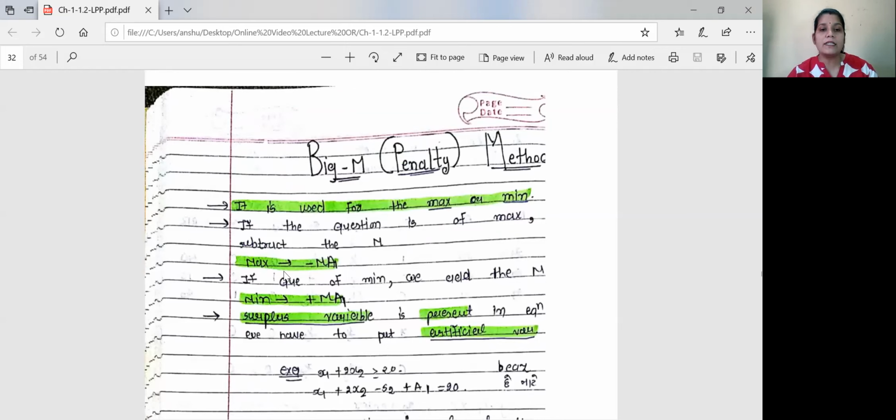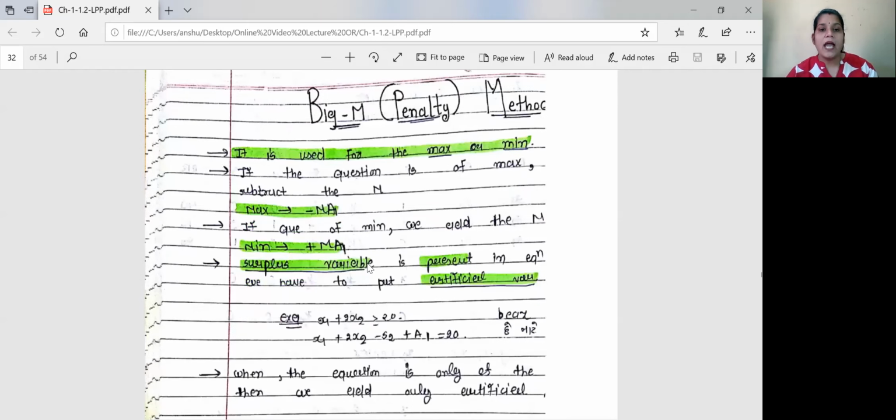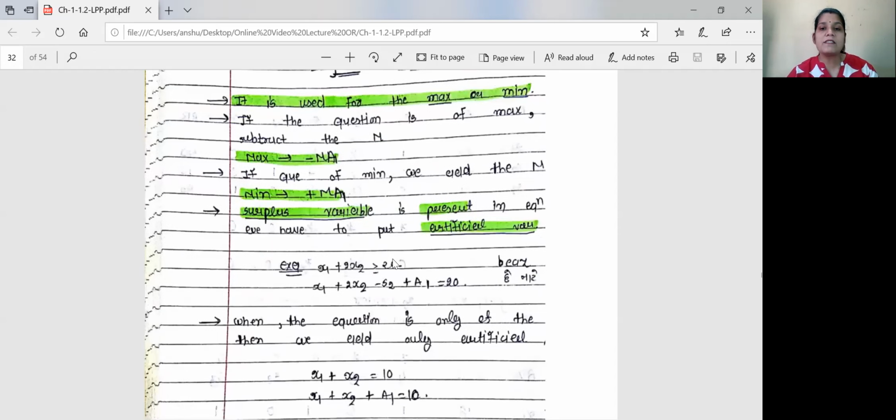So see here, if the question is of maximization, subtract the M. That means if our Z is in maximization form, then we use minus M. And if the question is in minimization form, then we add plus M. But minus M and plus M are in coefficient form, so whose coefficients will they be? Only of the artificial variable.